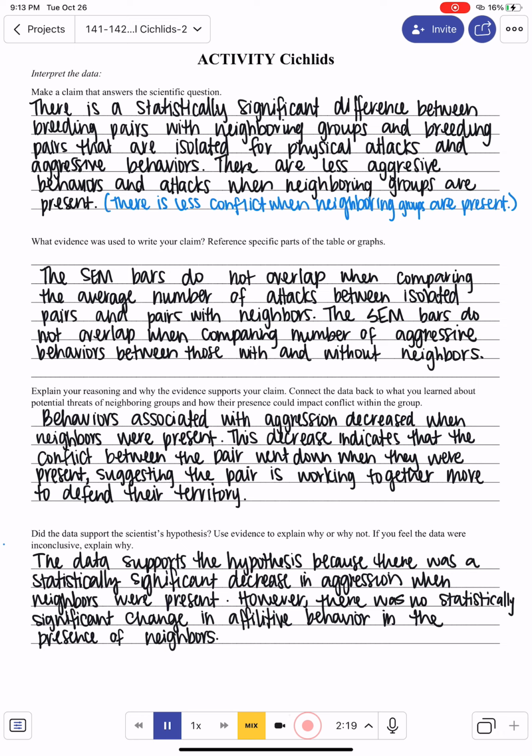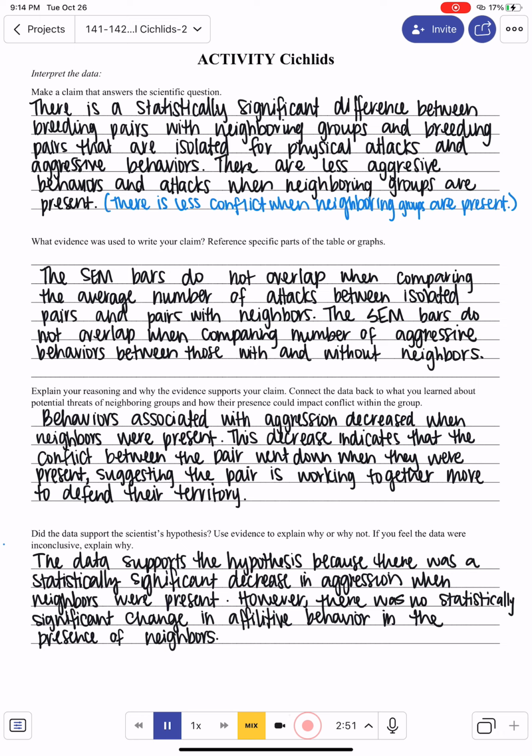Based on the reading that was provided, we can connect the data with that information. So those behaviors associated with aggression decreased when the neighbors were present. That decrease indicates that the conflict between the pair went down when they were around neighbors. This suggests that the pair is working together more in order to defend their territory.